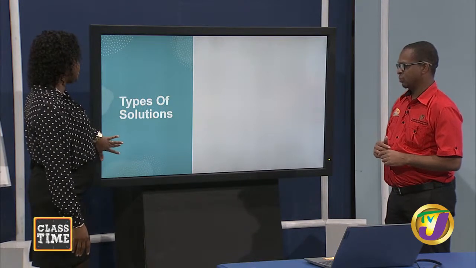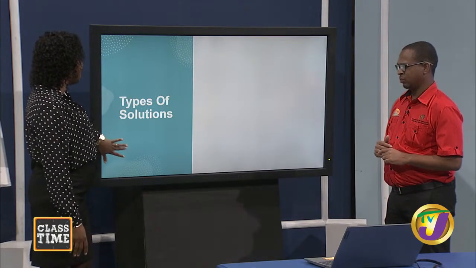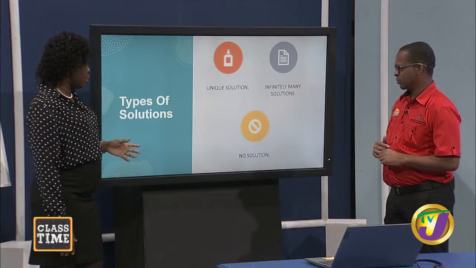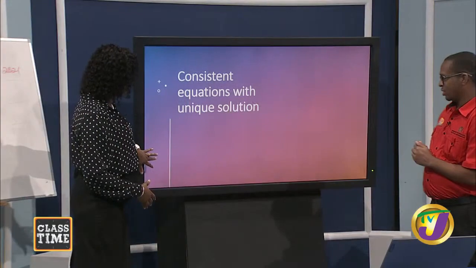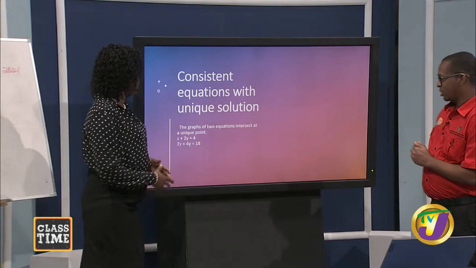Now, with simultaneous equations, there are different types of solutions. We have unique solutions, there are infinitely many solutions, or no solution. Now, what do we mean by unique solution, infinitely many solutions, or no solution?